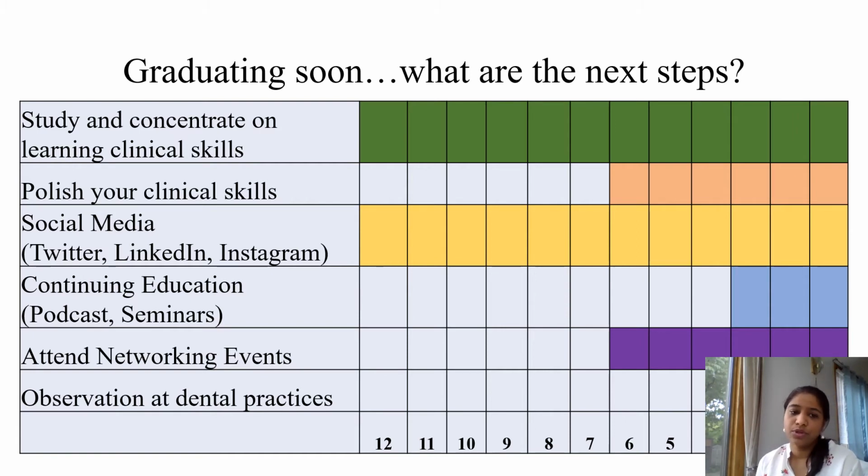And then, as I said, observation at dental practices. I'm going to try to see if I can move my Windows screen and give you a better idea. What I said here is, the green bar says 12 months, which means study and concentrate on learning skills, how to prepare 12 months before graduation. In the last 6 months, polish your skills. Use social media and Instagram in the entire 12 months. The last 3 months, you could do a lot of CE courses and attend networking events. But I think this should be a constant learning curve. Let's go to the next slide.